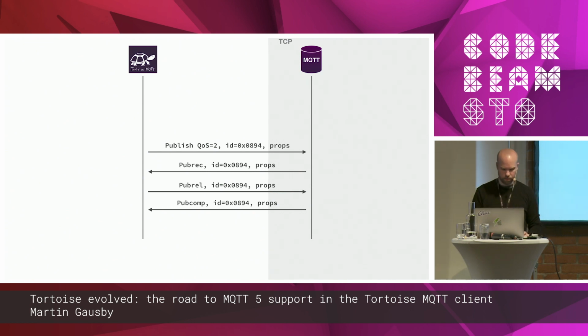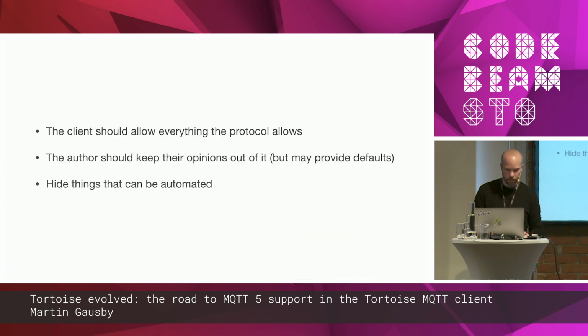So we need to specify a way to handle that. And if we look back at the rules that are set up for myself for developing this client, that a client should allow everything that the protocol allows, and I should keep my opinions out of it, and I can hide things that can be automated. If I just disregard the first two rules and go with my third rule, then I wouldn't be true to myself, and I wouldn't be able to sleep at night.